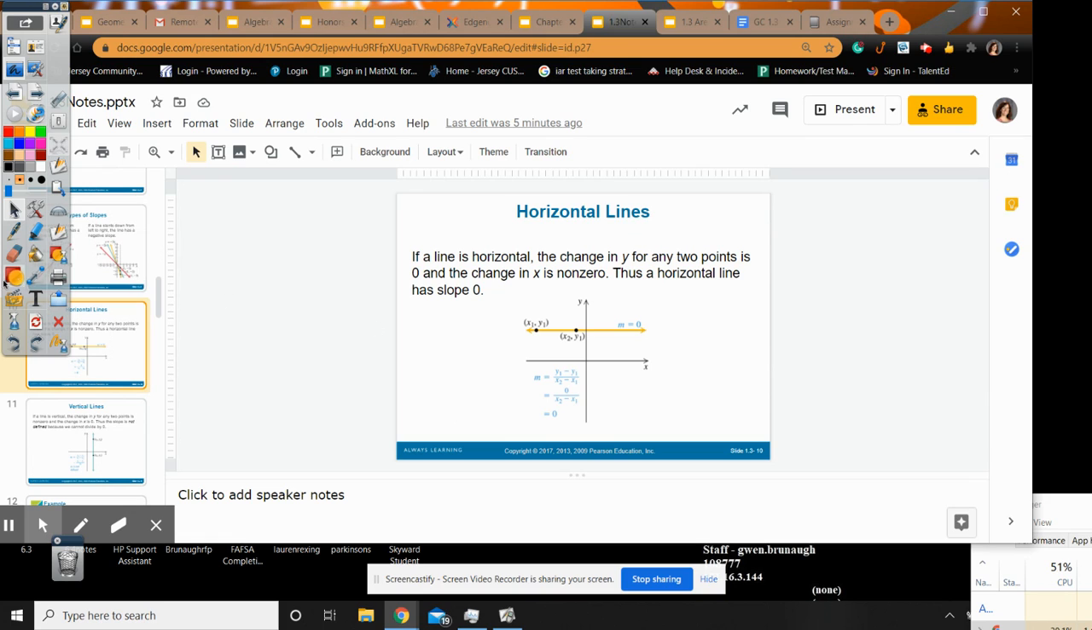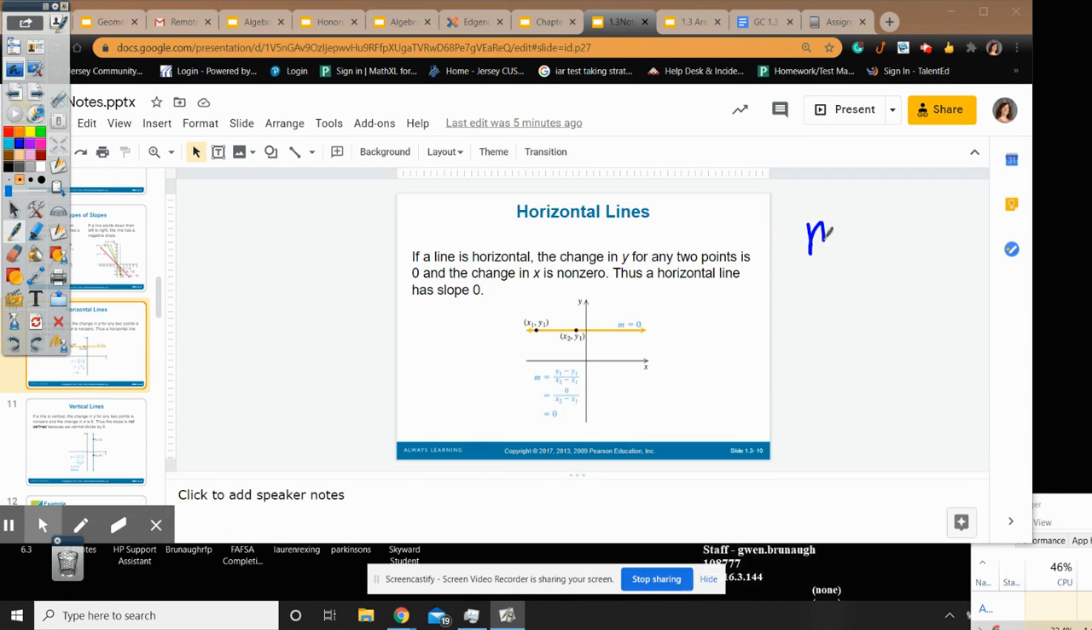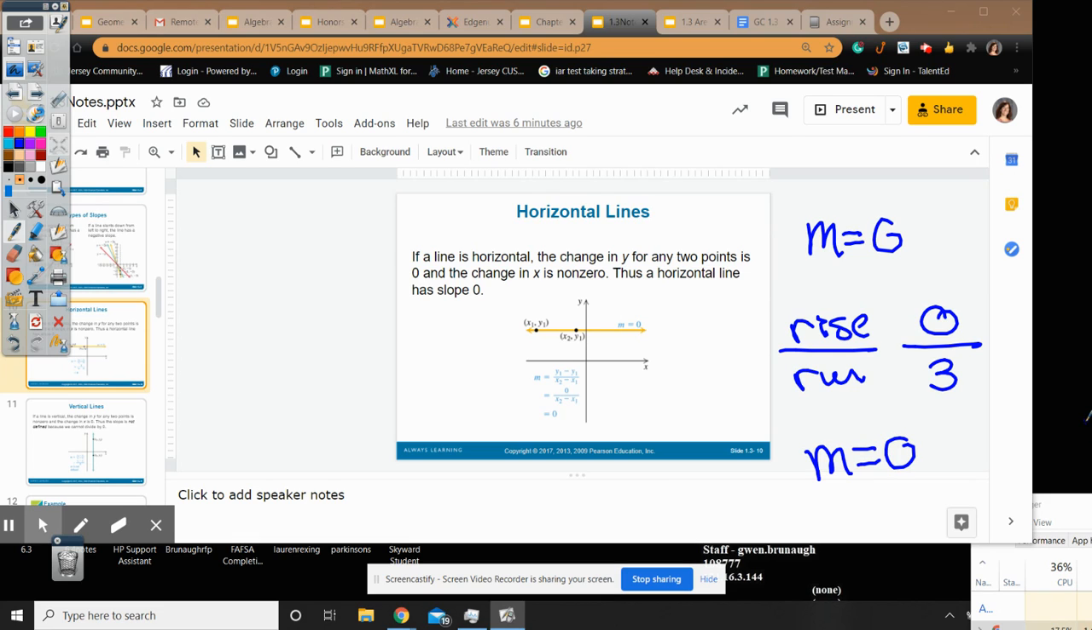We already talked about a horizontal line has slope of 0, and that's because the rise over the run has a 0 for the rise, but it is running a certain amount. Let's say it's running 3. 0 over 3 is a number, and that value is 0. So there's no steepness. The rate of change is 0.